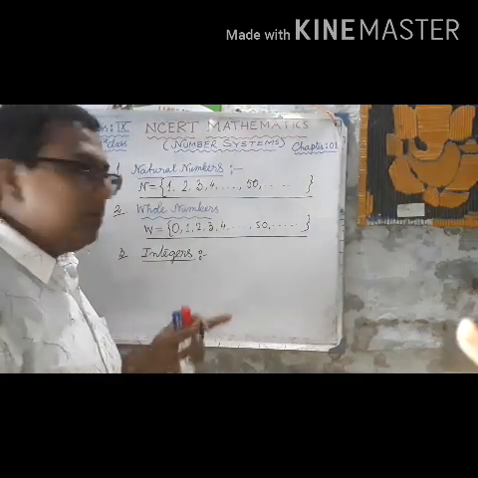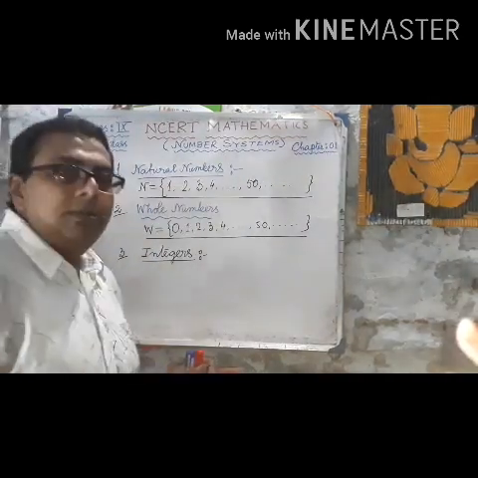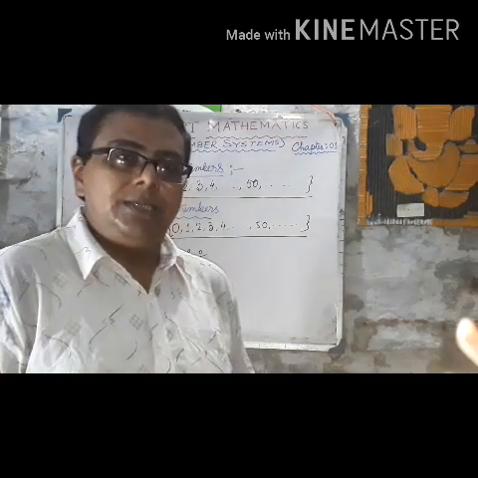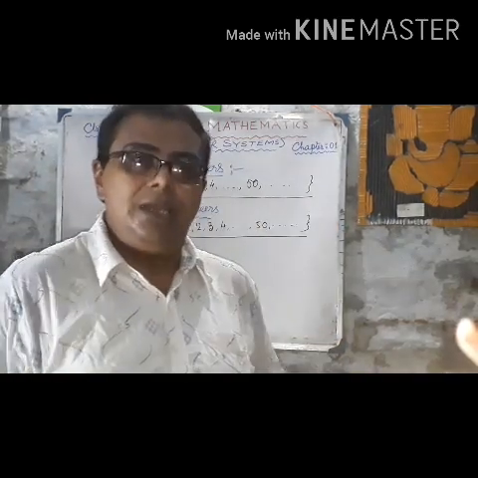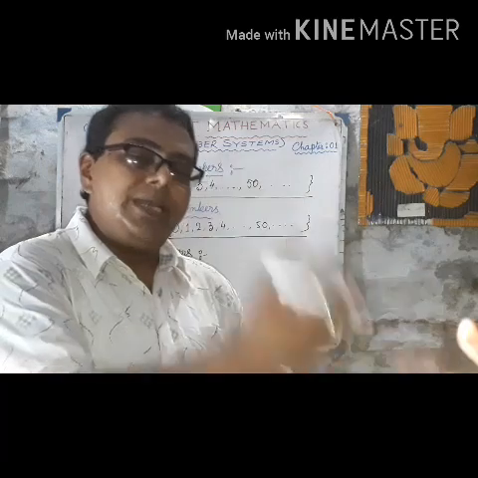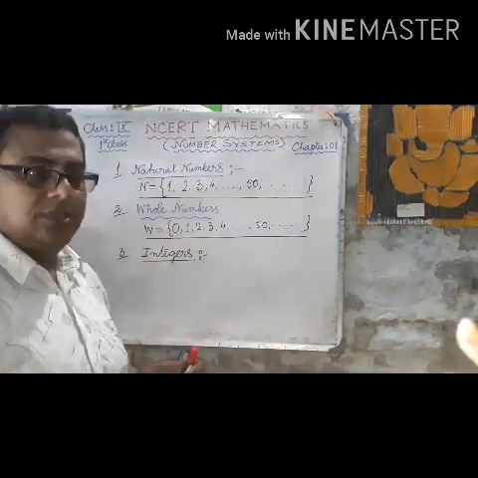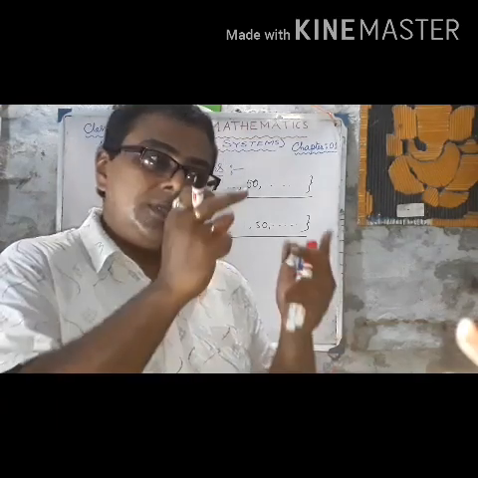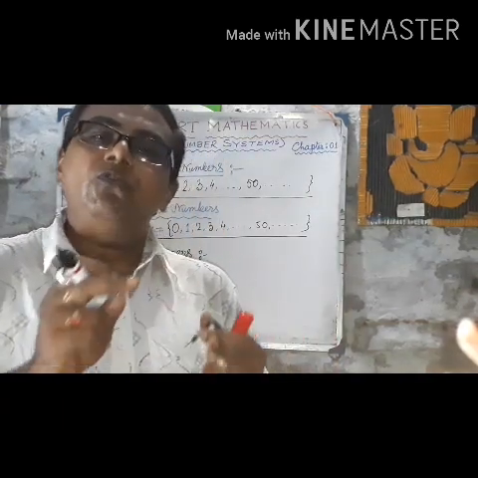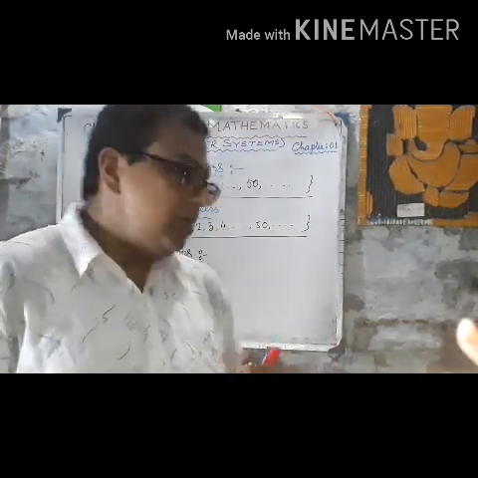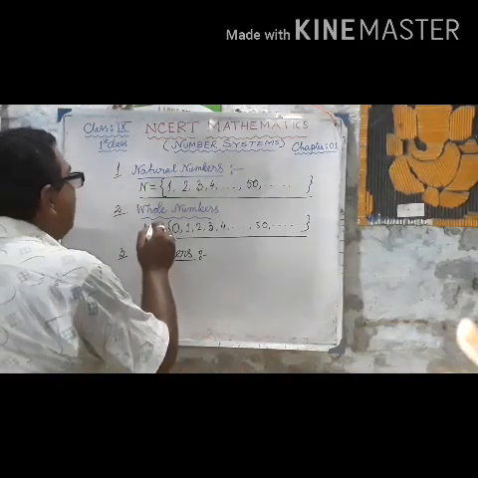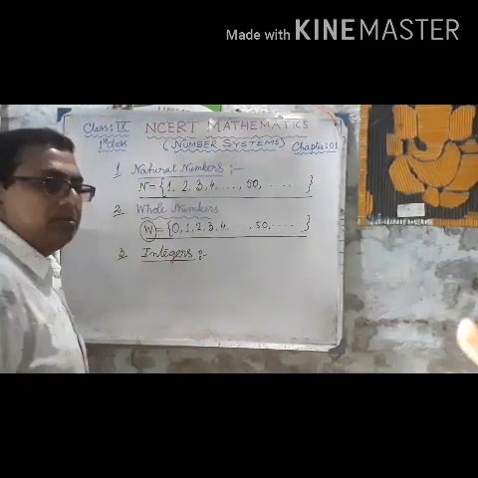Whole numbers. When 0 is added to the set of natural numbers, then the set will be called a set of whole numbers. Whole numbers means 0, 1, 2, 3, 4, 5 and so on. The set of whole numbers is denoted by W.